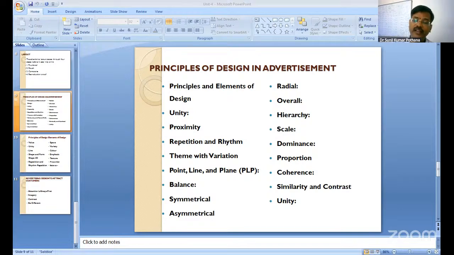In designing an attractive and effective ad, you have 6 basic rules to work with: proximity, similarity, repetition and rhythm, theme with variation, and also flow. These are some of the important elements and principles. So why do we have to prepare an advertisement?